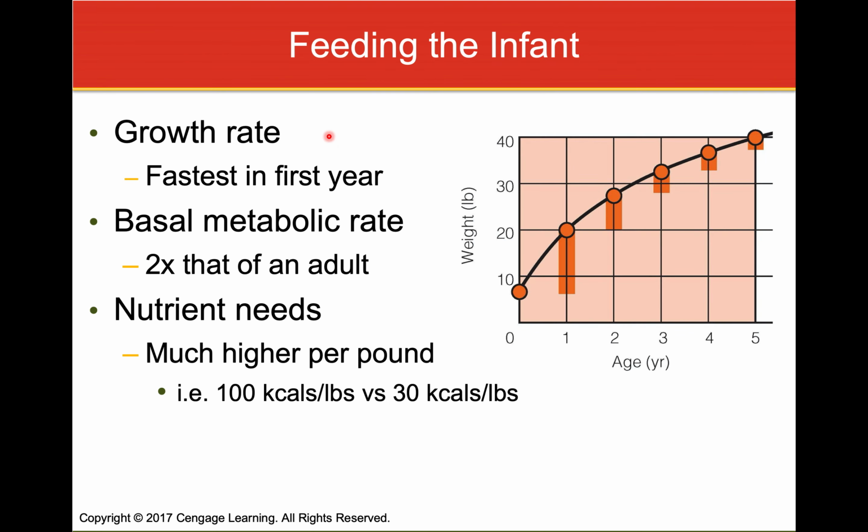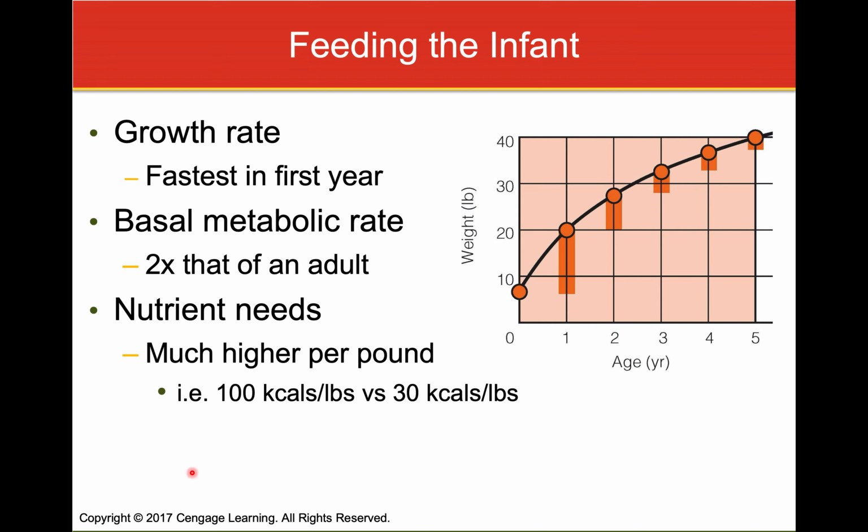In terms of feeding the infant, infants have very fast metabolisms, very high nutrient needs. The growth rate is fastest in the first year of life. The metabolic rate is going to be 2 times that of an adult. So you can see in this first year of life, there's rapid weight gain and development, and then it gets shorter and shorter as the years go on.